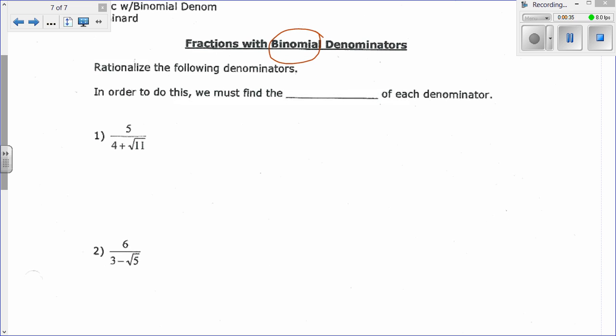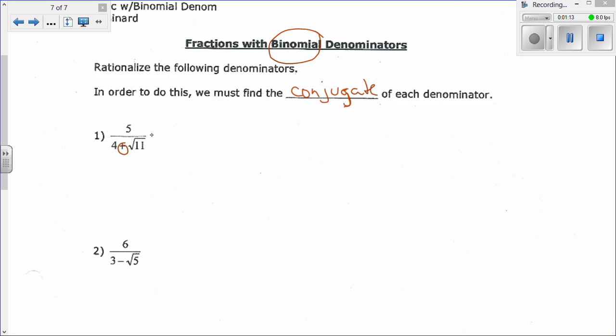And when we do this, we call it rationalizing. In order to do this, we must find the conjugate. The conjugate of the denominator is what's already in the denominator, except we change the sign in the middle to its opposite. So my denominator here is 4 plus the square root of 11. My conjugate would then be 4 minus the square root of 11.